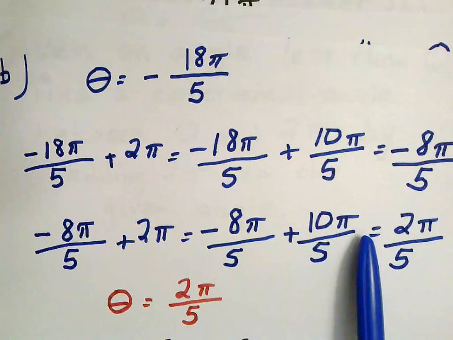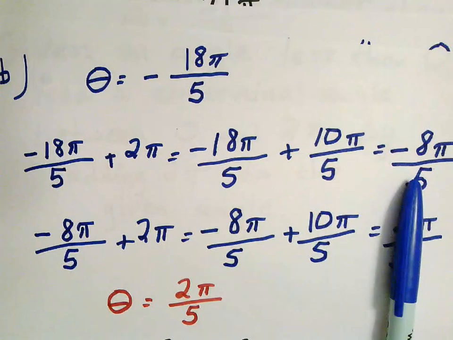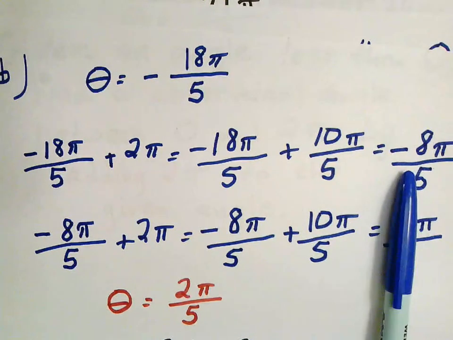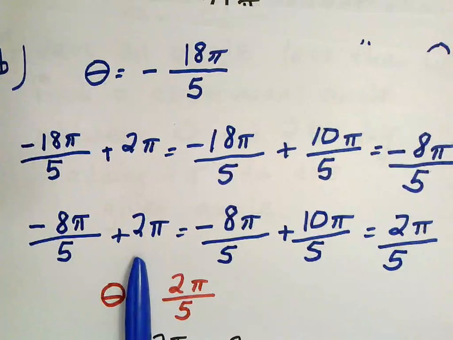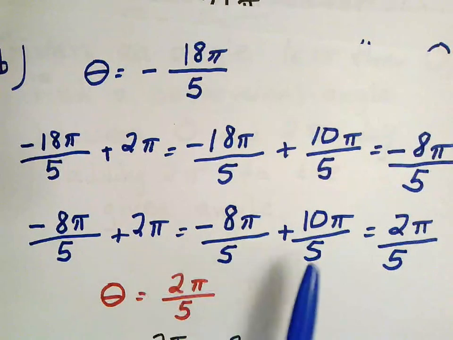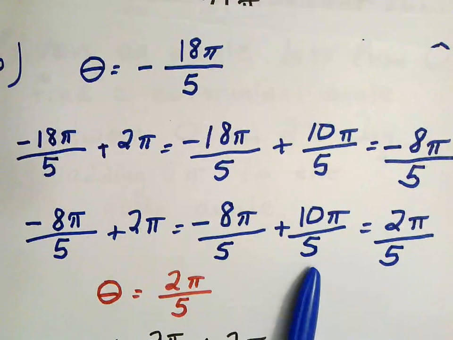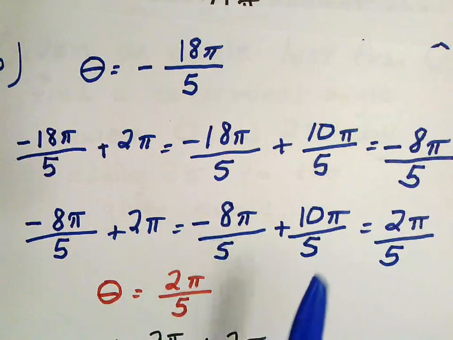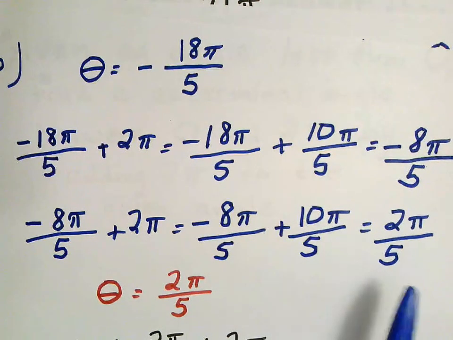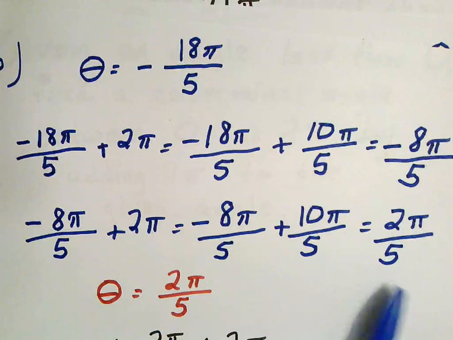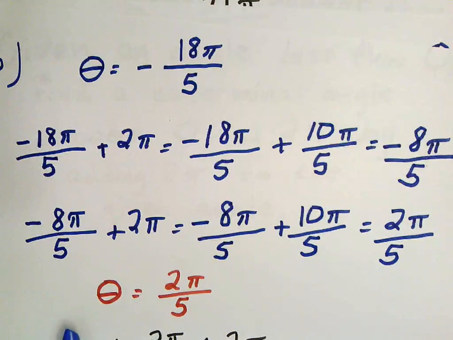Well, we want something that's positive between 0 and 2 pi. This is still negative. So we're going to add 2 pi again. Remember now that 2 pi is 10 pi over 5. So negative 8 pi plus 10 pi gives us 2 pi. Keep the same denominator 5. So our theta is 2 pi over 5. 2 pi over 5 is between 0 radians and 2 pi radians. So our answer again is 2 pi over 5 radians.